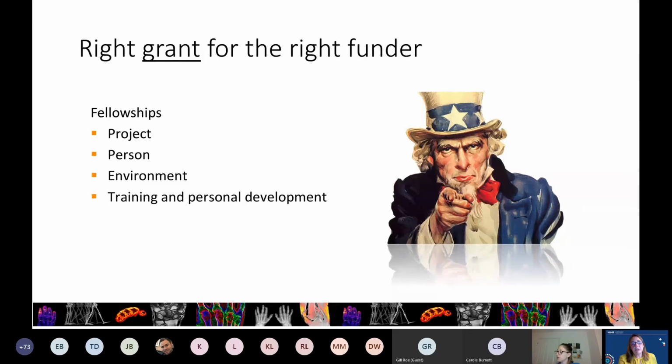But it's around making sure that you've got all of these things that tick the box for not just the project, but also the person, the environment, and the training and personal development plan. One of the things that we find most difficult is when someone wants to apply for a fellowship and they've only spent their time on the project and nothing else on the other elements that are equally weighted. So it's incredibly important that you understand the difference between the investment in you rather than investment in a project.